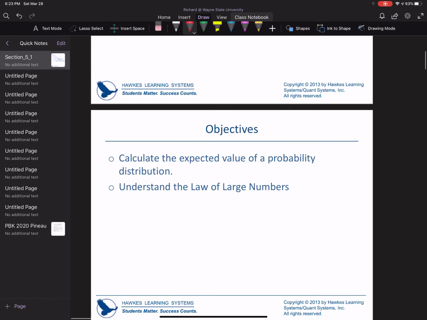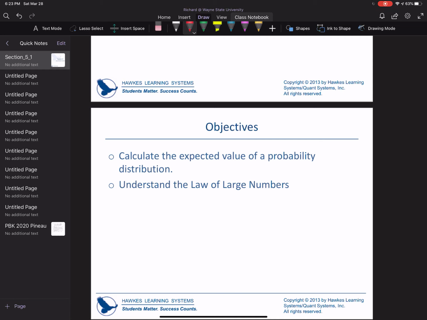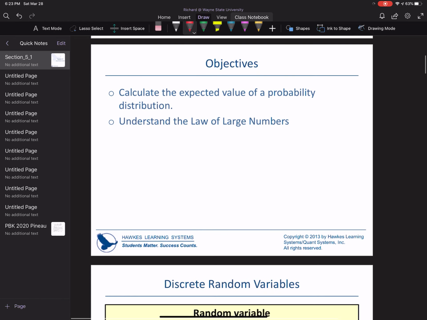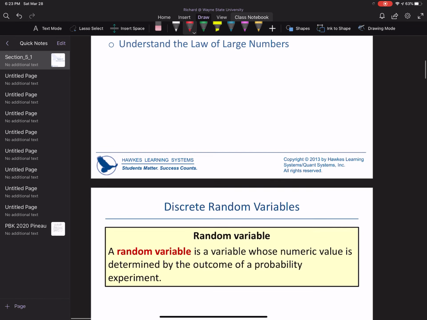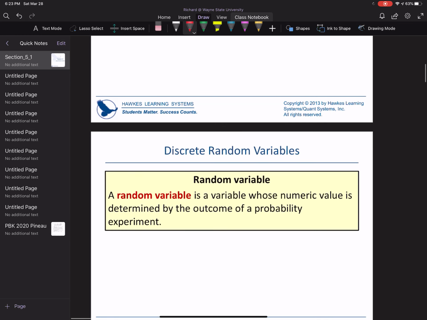So objectives in this section are simple. We're going to work on calculating something called the expected value of a probability distribution. And the second thing we're going to look at is the law of large numbers. Now, before we can dive into this idea of the expected value, we've got to define a probability distribution. On our path to that, we first have to explain what a random variable is.